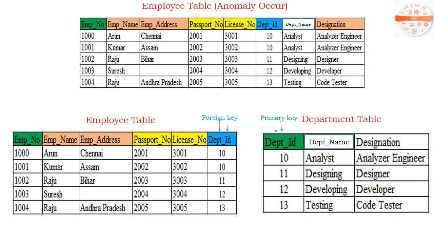So now the department ID is the primary key in the department table. It is acting as a reference in the employee table to make the relationship between the two tables. So that is called a foreign key.